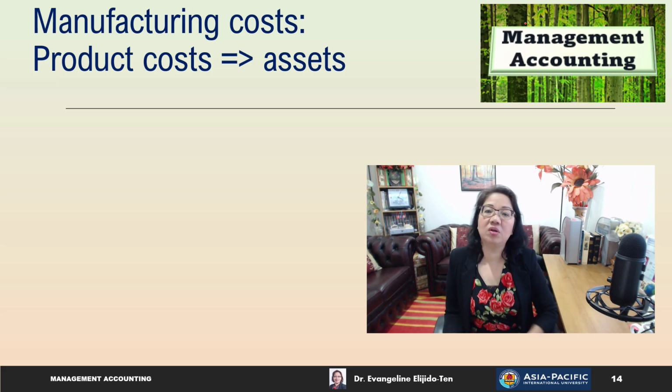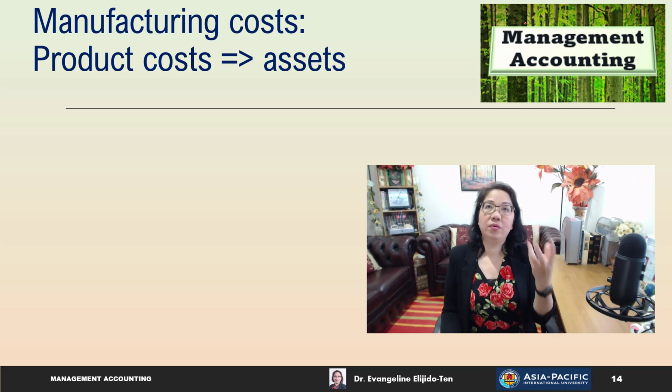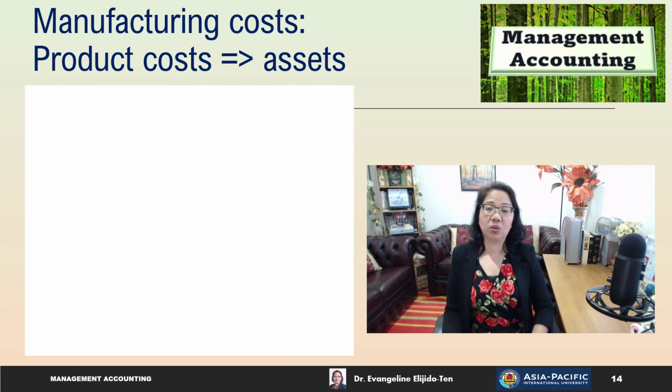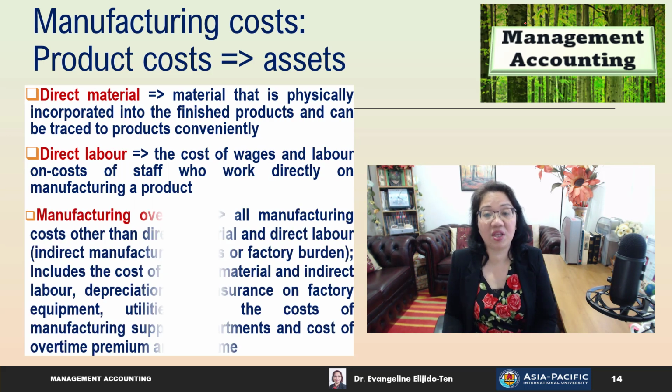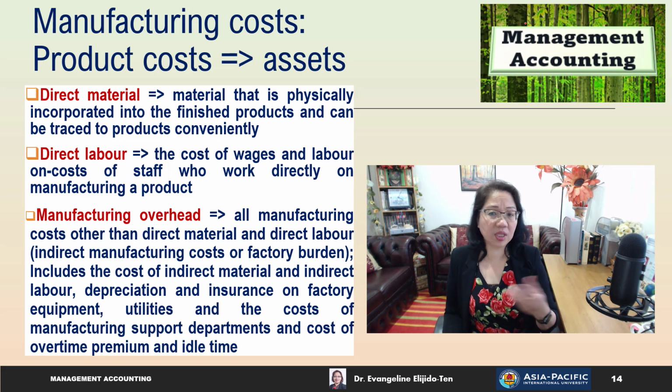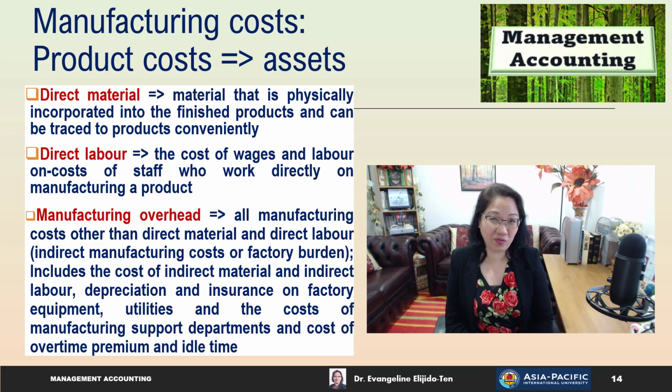So let's focus on manufacturing costs. These are the product costs, and like I said, they are assets. Why? Because they are those costs that have future economic benefit. So what are these product costs? This includes direct materials, direct labor, and manufacturing overhead. So what are direct materials? These are the materials that are physically incorporated into the finished products and can be traced to products conveniently.